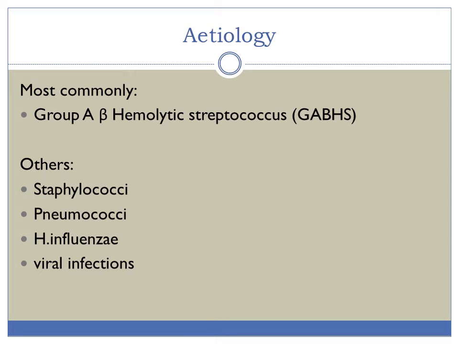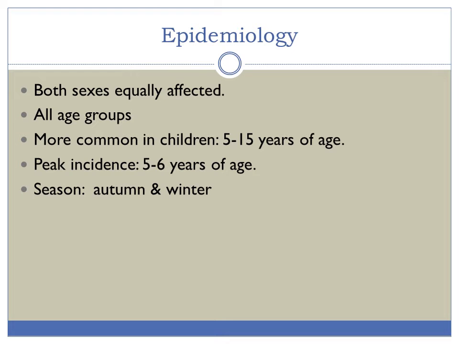The most common organism to cause acute tonsillitis is group A beta hemolytic streptococcus. Staphylococci, pneumococci, and H. influenzae are the other causative organisms. Viral infections like infectious mononucleosis are also common. Both male and female are equally affected. It is most commonly seen in school going children during the seasons of autumn and winter.